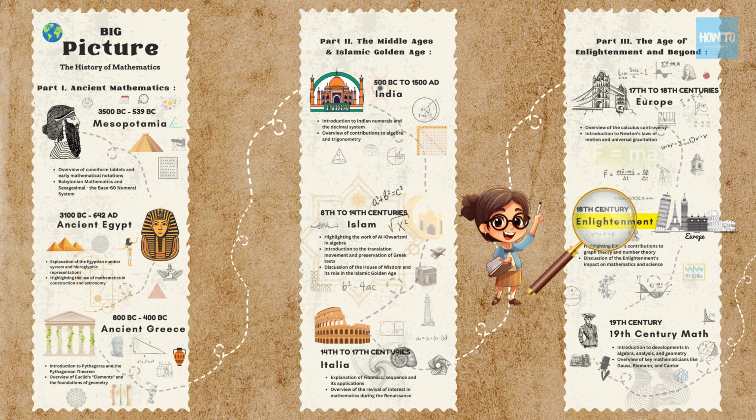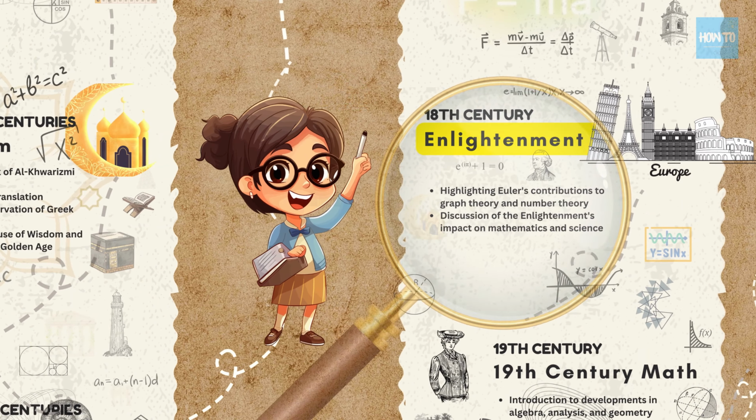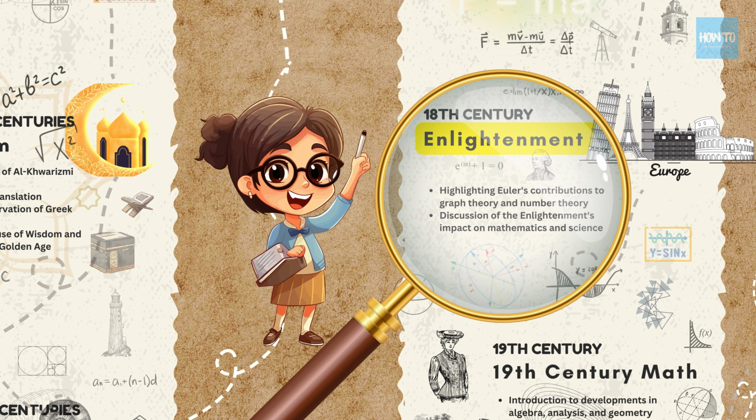Segment 2. Euler and the Enlightenment. Enter the world of Euler and the Enlightenment, where mathematical ideas blossom. From graph theory to number theory, Euler leaves an indelible mark on mathematics. The 2 main topics include 1. Highlighting Euler's contributions to graph theory and number theory. 2. Discussion of the Enlightenment's impact on mathematics and science.